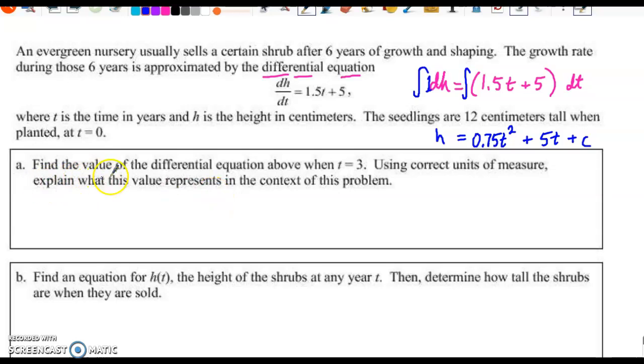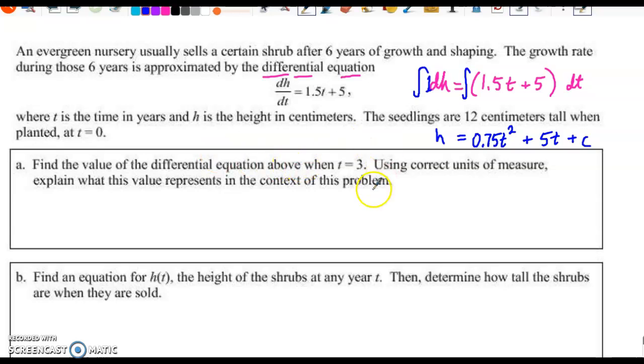Okay, so part A. Well, pause the video. Make sure you understand what's going on in the problem. We're talking about the shrub's height, 6 years of growth and shaping. Here's the growth rate. It's a differential function. And notice that the seedlings are 12 centimeters tall when they're planted. So that's going to be important as well.